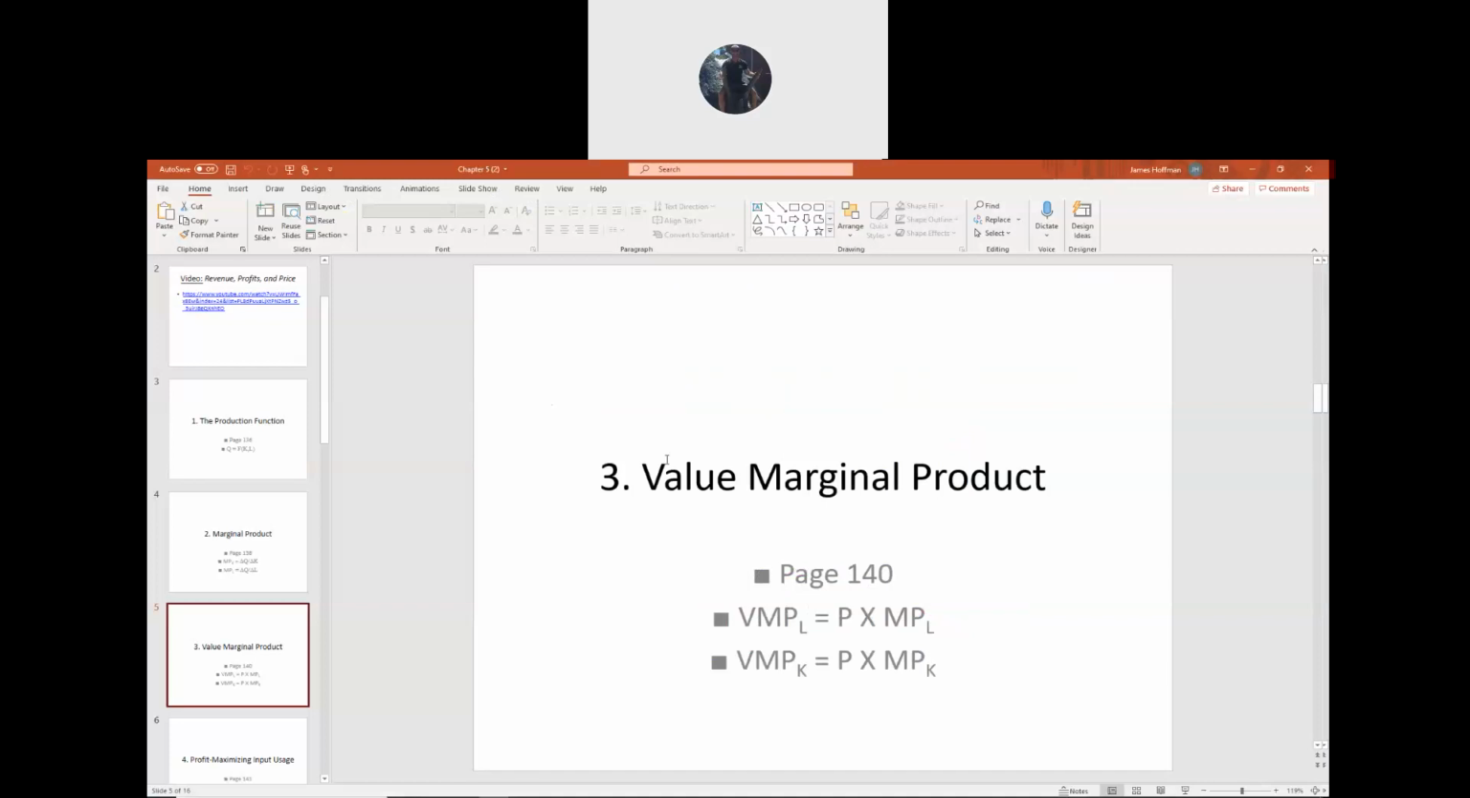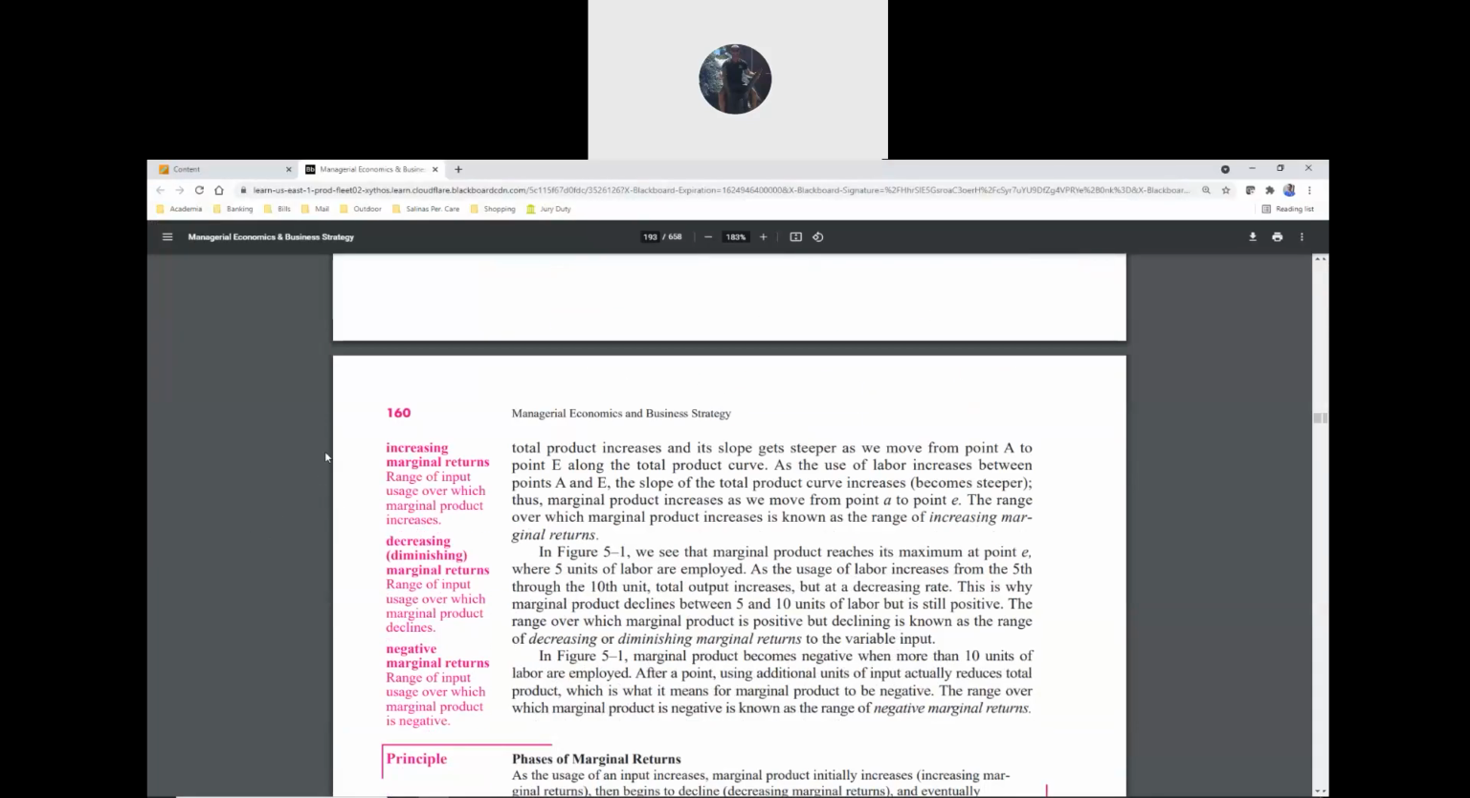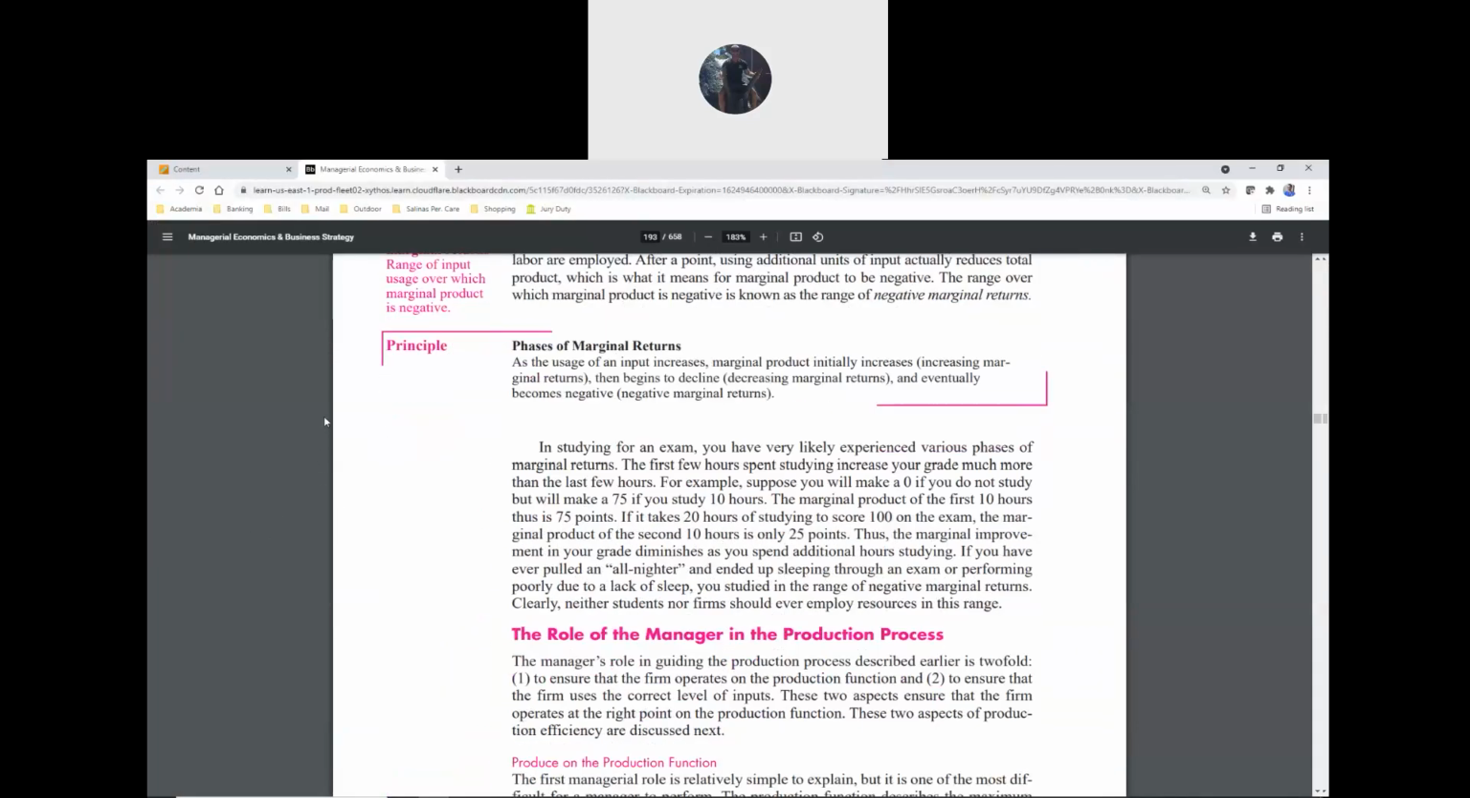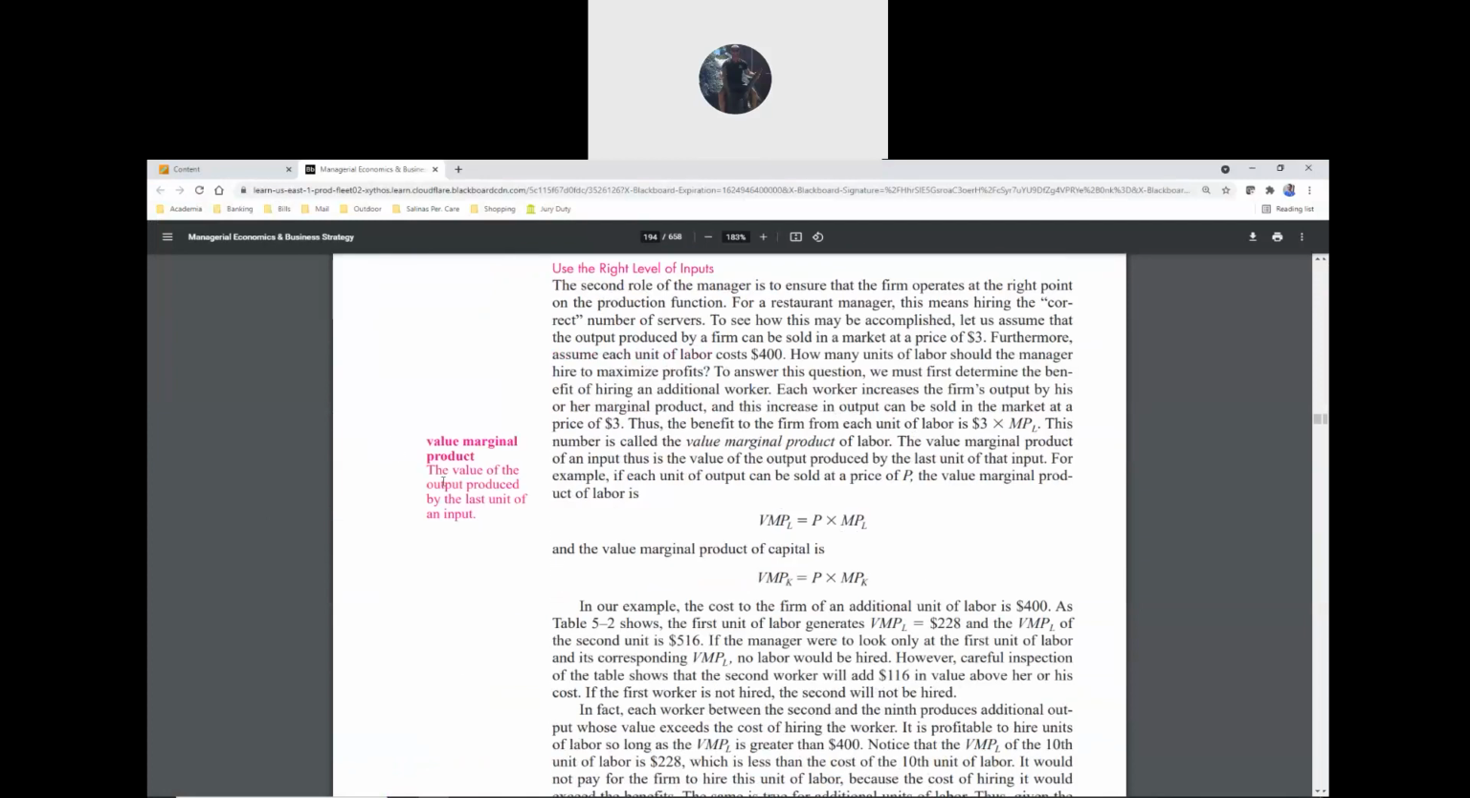Okay, so we were about to talk about the value marginal product, which is the value to the firm of each change on the margin of the units of labor and the units of capital. All right, so a nice simple definition: the value marginal product is the value of the output produced by the last unit of input.